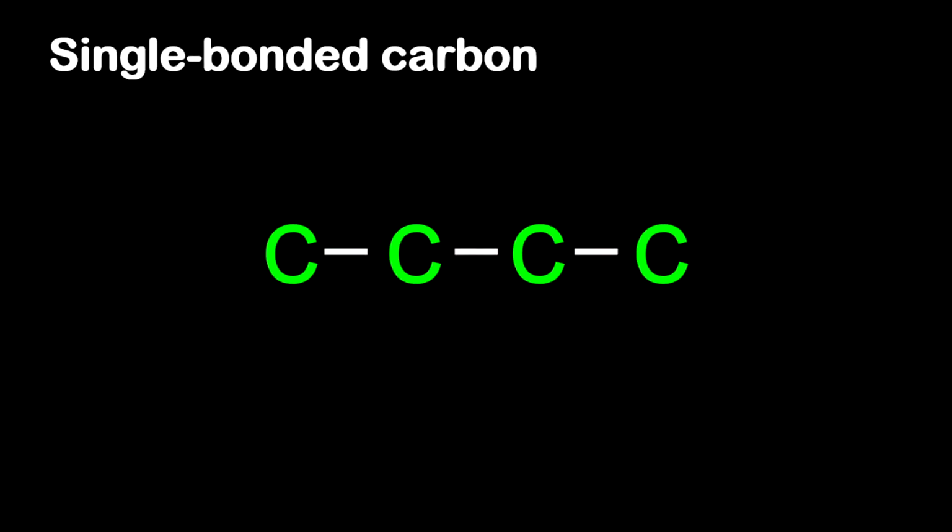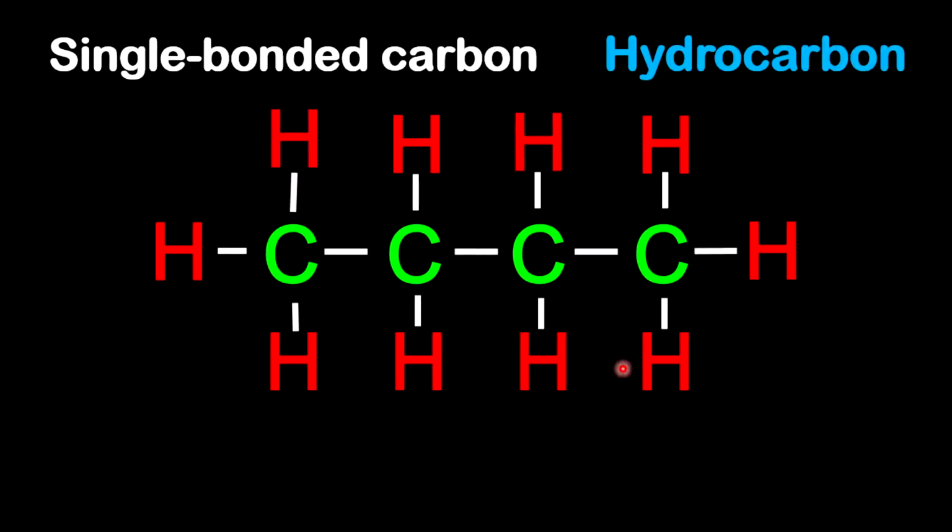And so when we say single bonded carbon atoms, we are talking about that between each carbon, there is a single bond. So between these carbons, we can only see single bonds, a single line. To be a hydrocarbon, it means that the compound consists of only carbon and hydrogen.